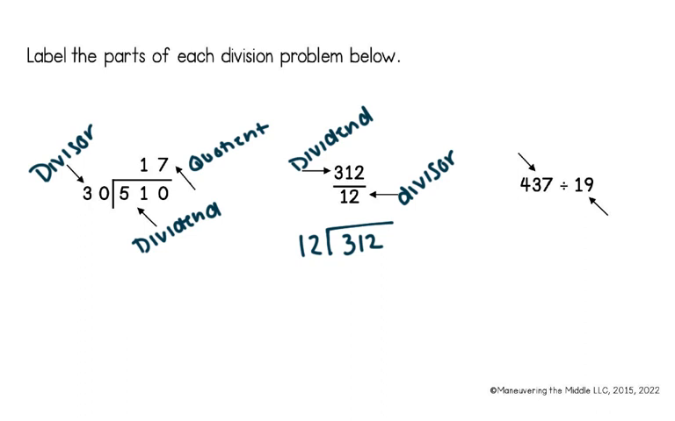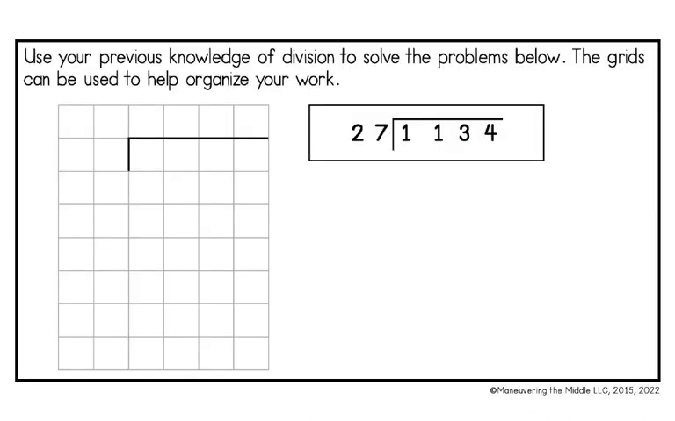And then we have 437 divided by 19, so we're using our division symbol. 437 would be our dividend, and 19 would be our divisor. So if we were to write this using our little box, 19 would go on the outside, and 437 would go on the inside. All right, so now let's practice solving the questions here.